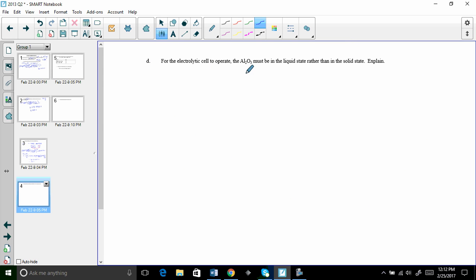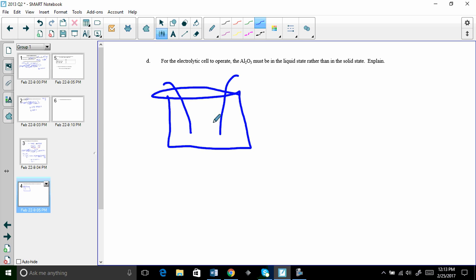D, for the electrolytic cell to operate, Al2O3 must be in the liquid state rather than the solid state. Now, guys, we just did an electrolysis lab. And remember, in our lab, we had the copper in here. They're in the same cell. You hook up the battery. The ions in solution can move. But the important thing is that for electrolysis to work, the charged species have to be able to migrate to the right electrode. Otherwise, electrolysis doesn't work.